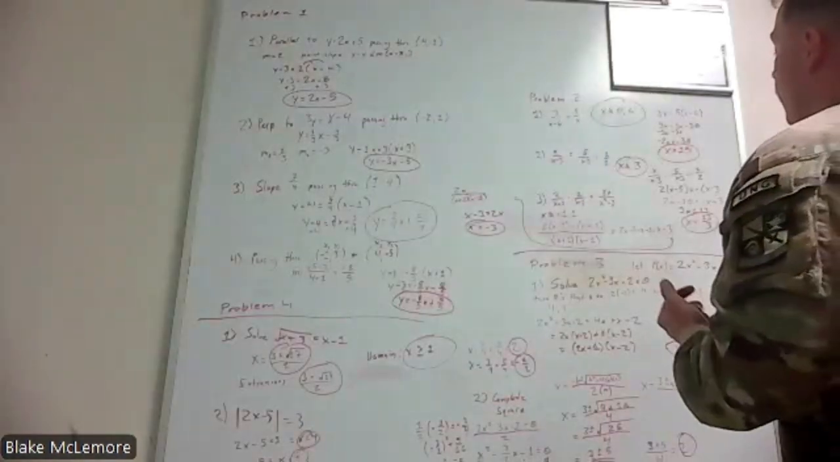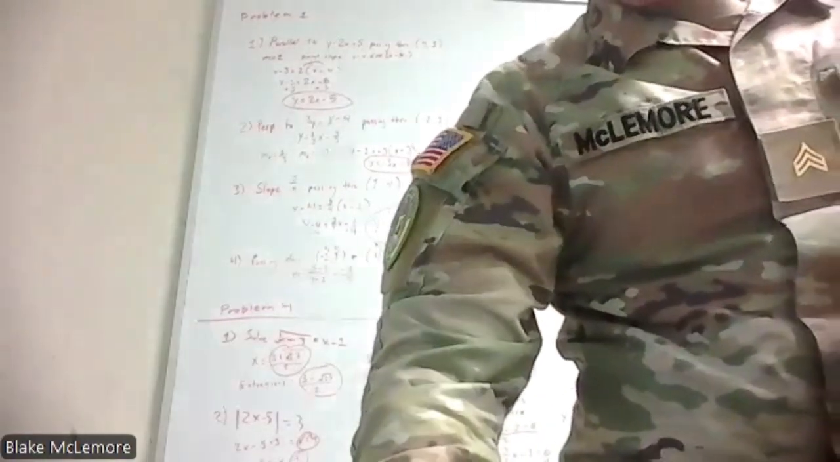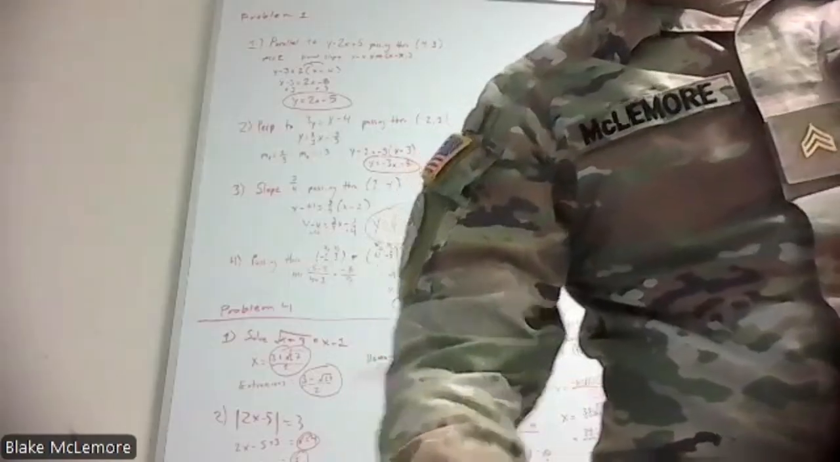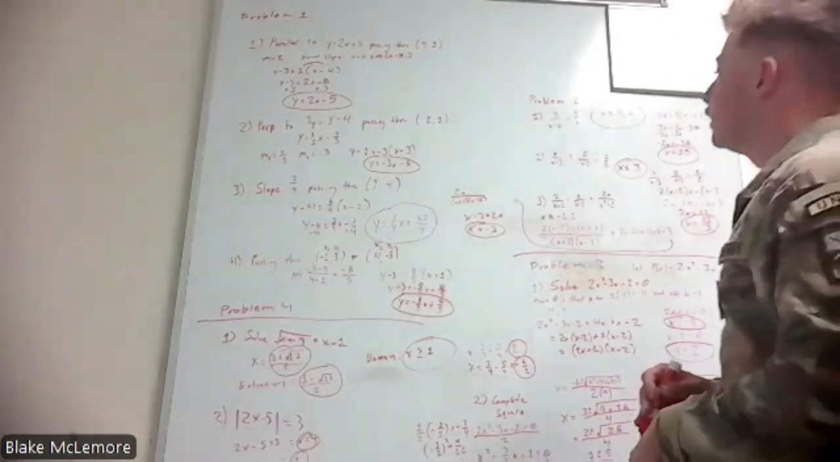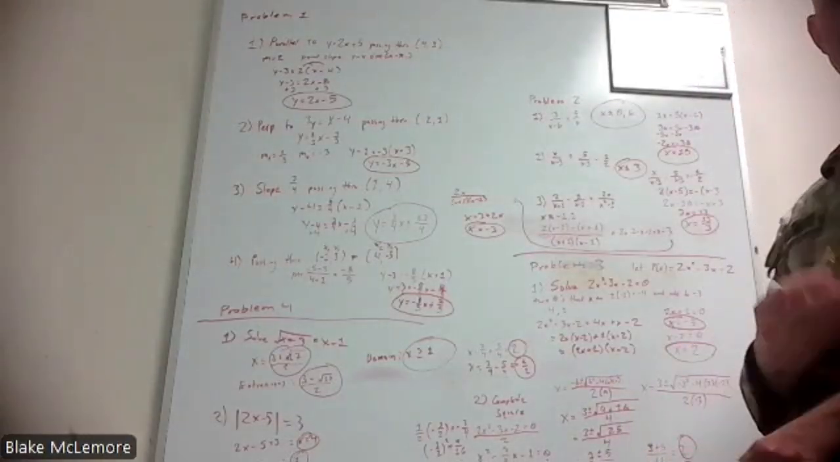Problem 2. Now we have to solve, what was it? Okay. So now we got to solve and state the excluded x values. So here we figure out what equals 0, and whatever equals 0, we exclude.